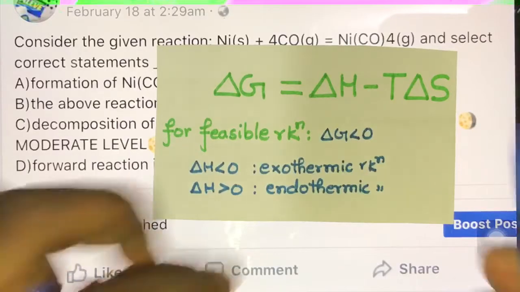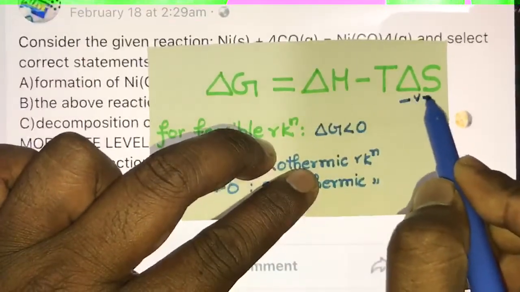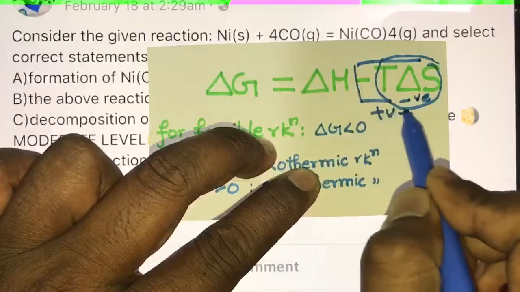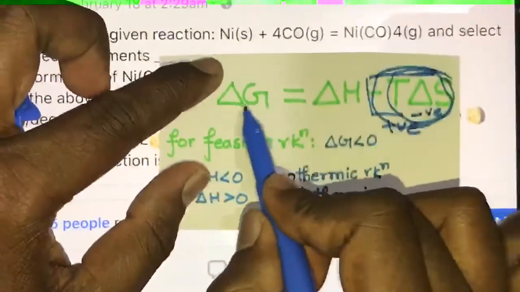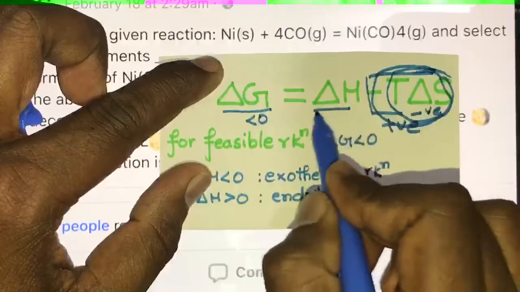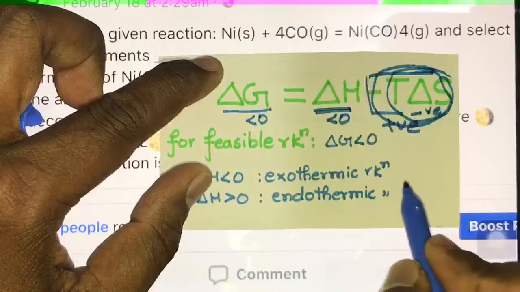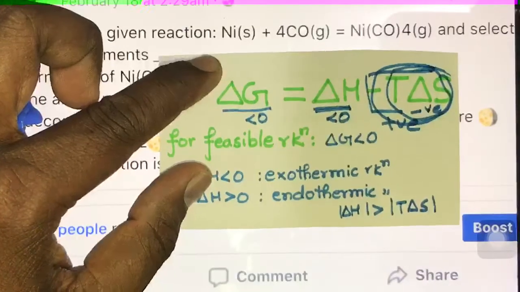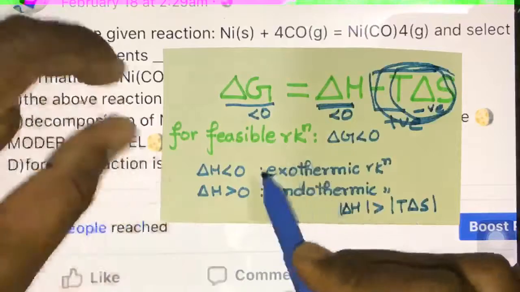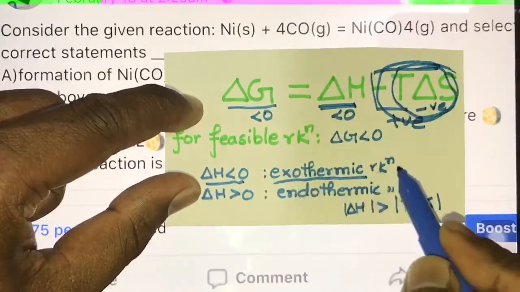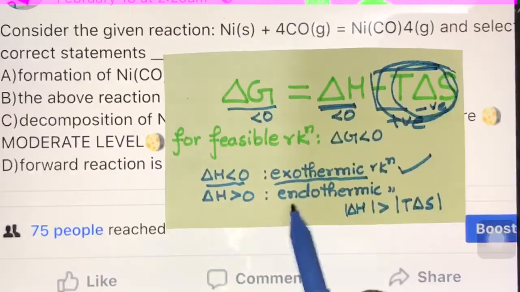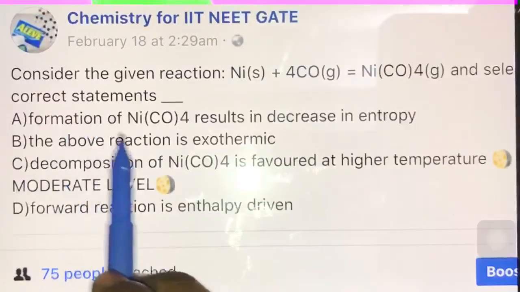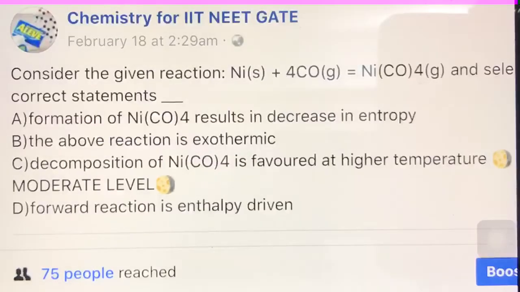Now in this reaction delta S is negative, so this whole term will be negative, and this negative will be forming positive. So this whole term is positive, and for delta G to be negative, this delta H must be negative, and the value of delta H must be greater than T delta S. So for this reaction delta H is less than 0, and that is the reason this is an exothermic reaction. If delta H is greater than 0, then this is an endothermic reaction. So the second option, that the above reaction is exothermic, is absolutely correct.